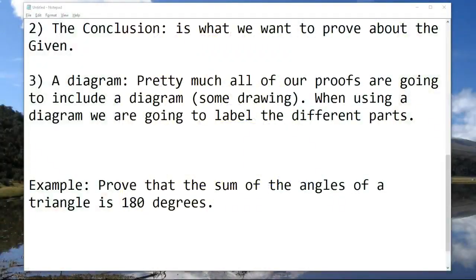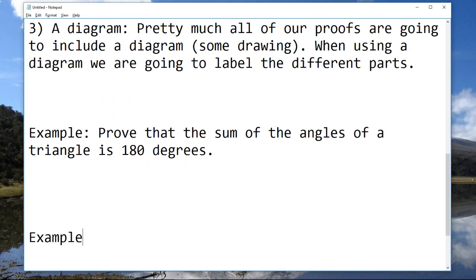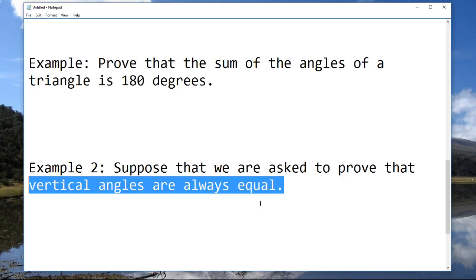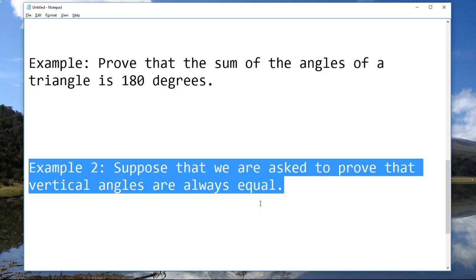So I'll move back to the monitor and let's type this one out. So let's try to set up the proof for this example. Example 2. Suppose that we are asked to prove that vertical angles are always equal. So try setting up that proof, and by using a diagram and a given and a prove or a conclusion section.